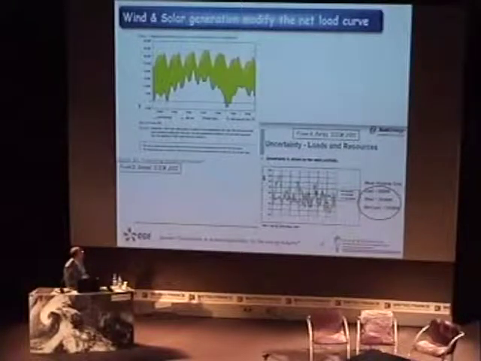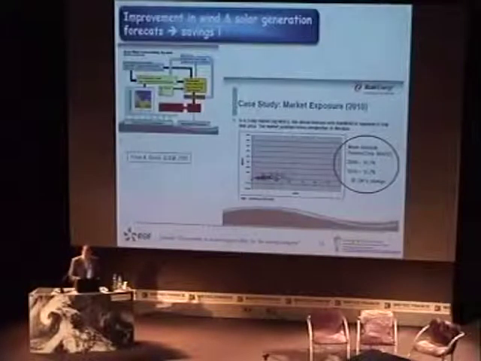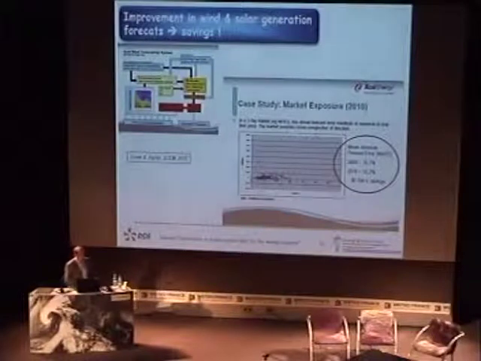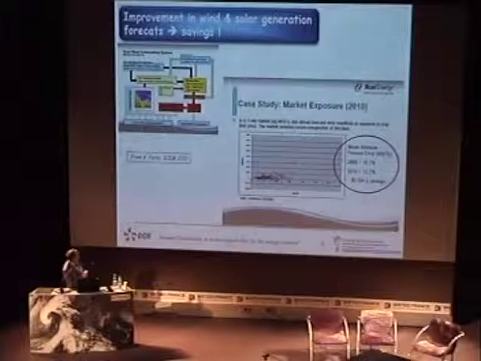This plot from Keith Parks shows, for instance, that the classical error on load for that particular case was 86 megawatts. But when you consider the error due to the wind production, you have a net load with an error which is increased by a factor of 3, which is very important. But the good news is that improvement in wind and solar generation forecast can imply savings. So this is once again an example from the Excel Energy system.